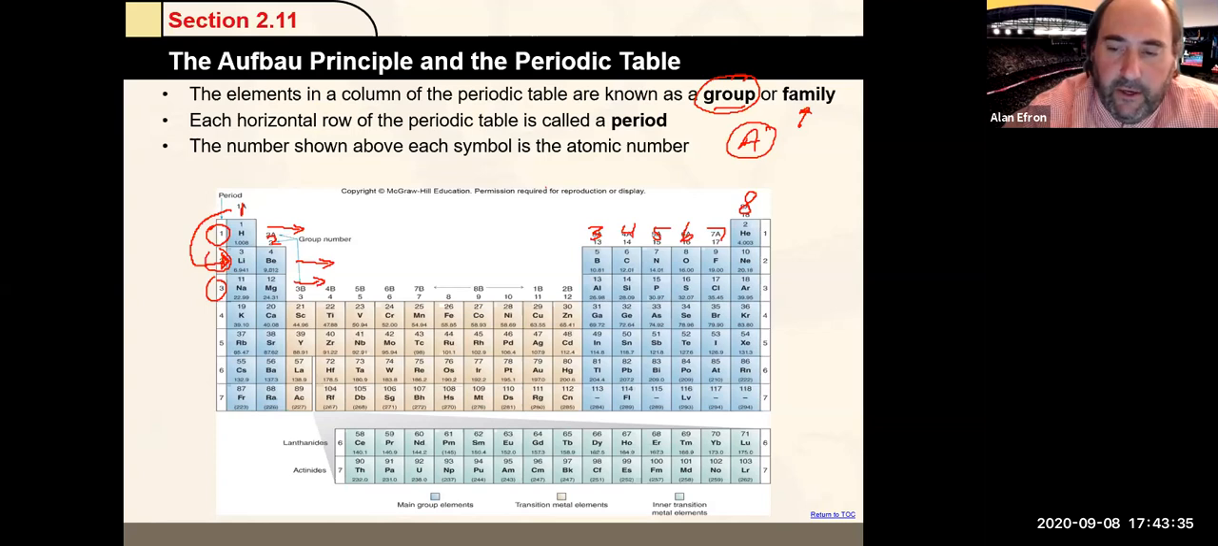So periods go left to right on the periodic table, groups go up and down, and we obviously have talked a number of times about the number that we see above the symbol on the periodic table.